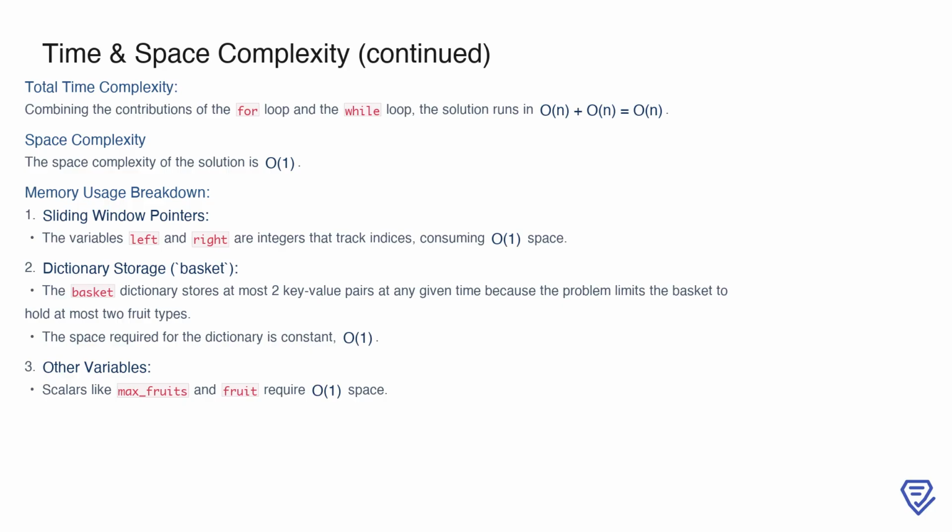The solution uses O(1) space because no additional data structures proportional to the size of the input are required. Here's a breakdown of the memory usage. First, the sliding window pointers, left and right, are simple integers that consume constant space, O(1). Next, the basket dictionary stores at most 2 key-value pairs, since the problem limits the basket to hold no more than 2 types of fruits. This also requires constant space, O(1). Other variables, such as max_fruits and the current fruit, are scalar values that similarly consume O(1) space. Therefore, the total space complexity of the solution remains O(1).